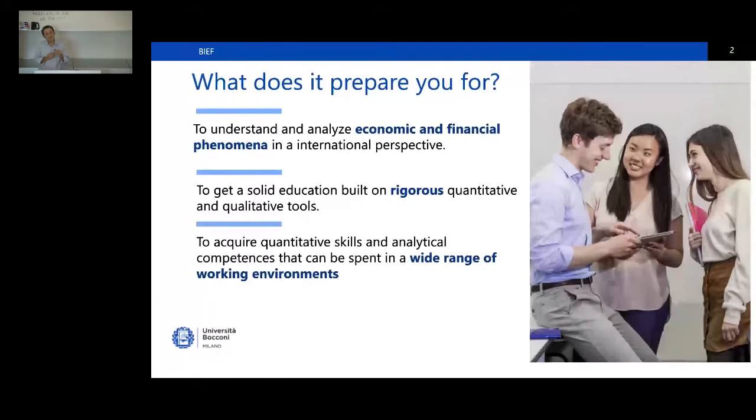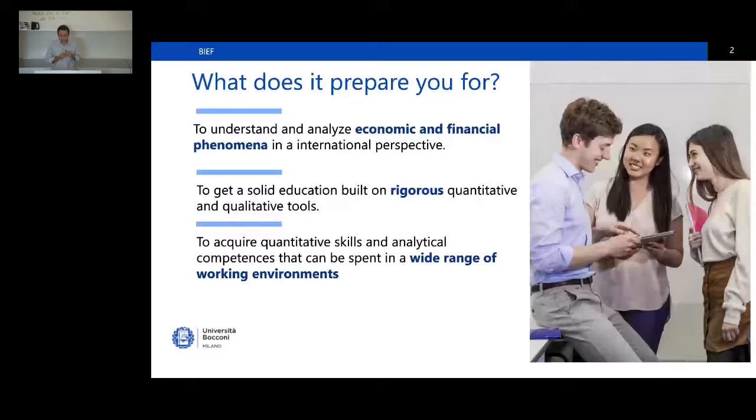Second, I want to give you some flavor of what it means studying economics and finance with some examples. And lastly, I want to tell you a little bit more about what our former graduates are doing. So I want to give you some information about their job placement.